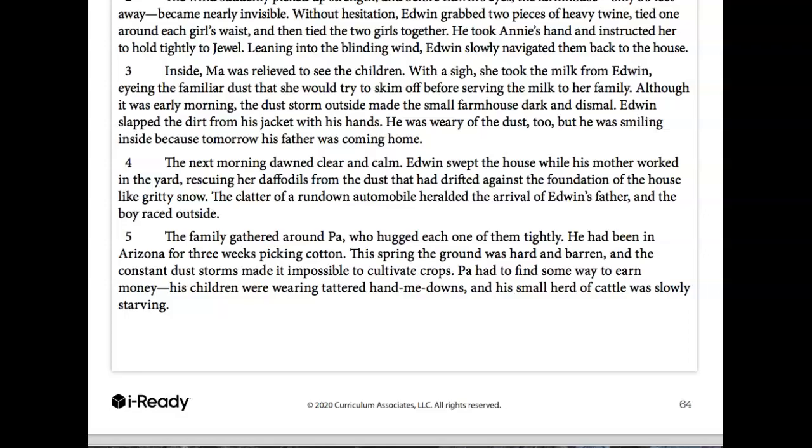All right, so picture this. He had gone out to milk the cows and had milk to bring in, but the dust had created a film over the top, and Mom had to take that off, of course, before serving the milk.